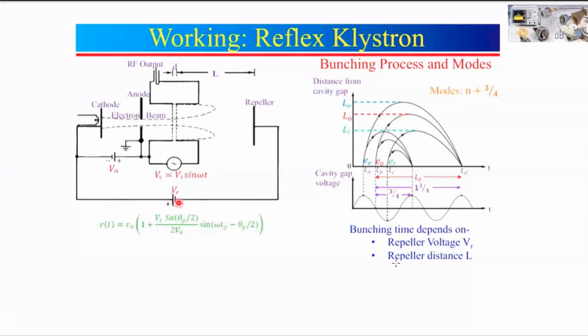Now again the question is why we need this repelling electron beam? Because for electrical oscillation we need feedback, correct? Feedback from output to input. So this is being provided by this particular repeller. So we will see how electrons move in the reflex klystron tube.